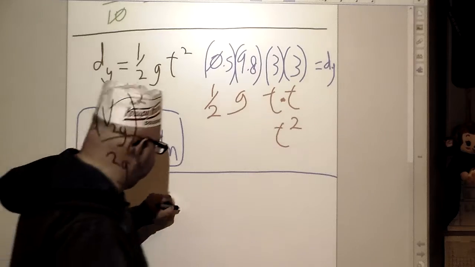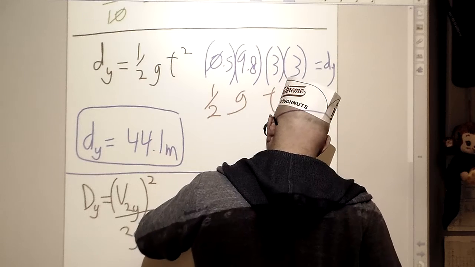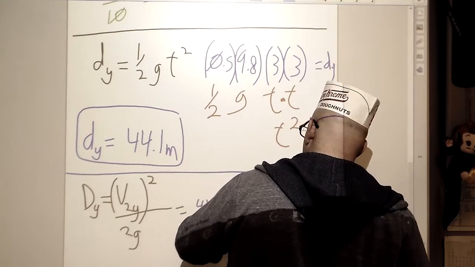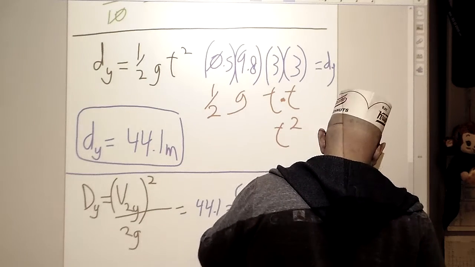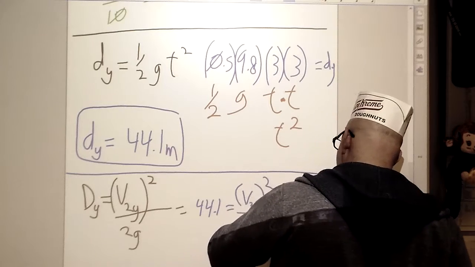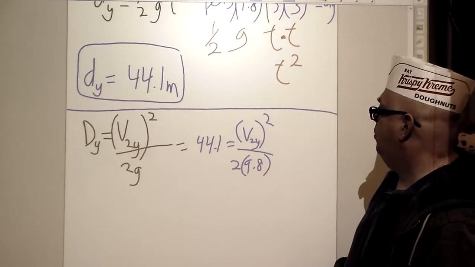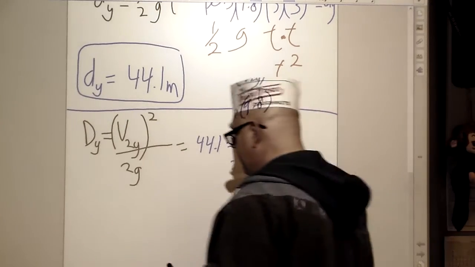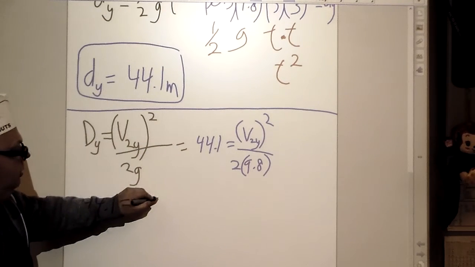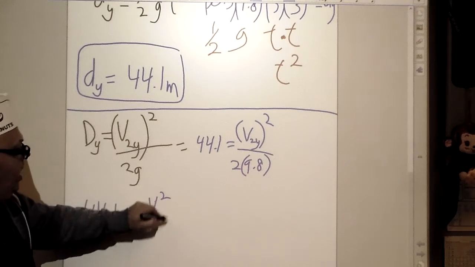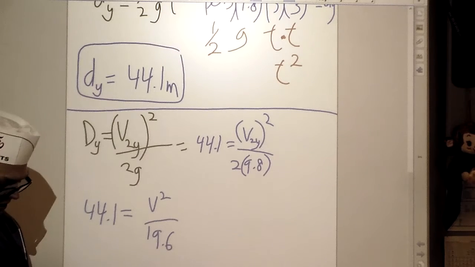So that means we're going to plug in our 44.1 is equal to our v2 in the y direction squared over 2 times 9.8. Okay? So that's what we have. So we have 44.1 is equal to, I'm going to say v squared over 19.6. I'm changing that to v squared for the sake of simplicity.